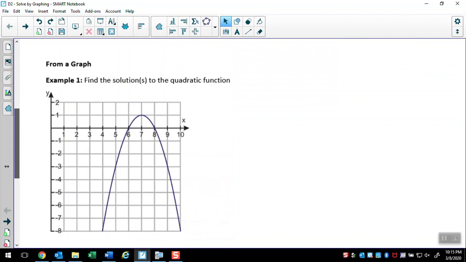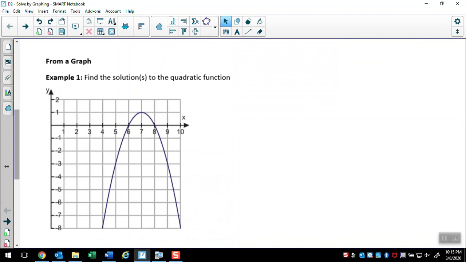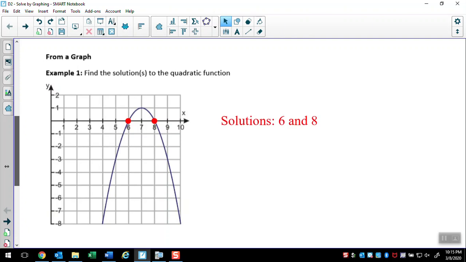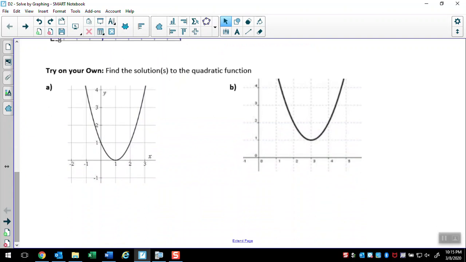So from a graph, when you're given a graph and asked to find the solutions to the quadratic function, it's pretty easy. We just look at the x-intercepts. This one crosses the x-axis at 6 and at 8, so it has two solutions. Its solutions are 6 and 8. Now try these two on your own, and we will go over those in class.